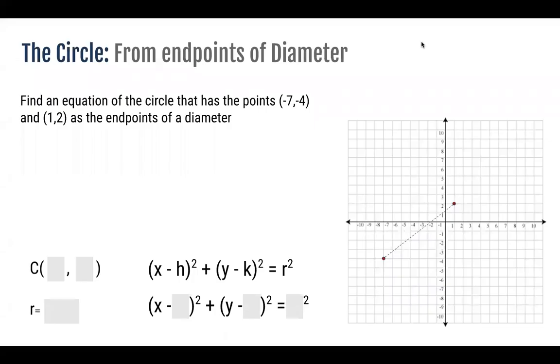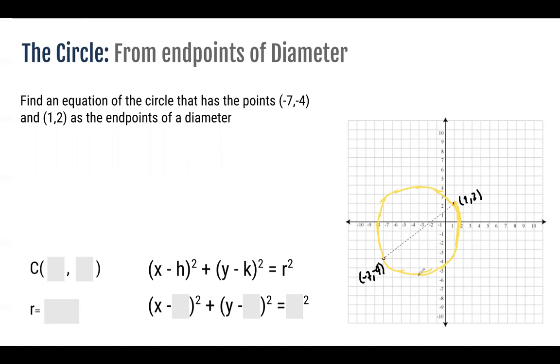On this one, we are told that we have the endpoints of the diameter. So the diameter is a chord that goes from side to side of the circle. Just to give us an idea, it is not a perfect sketch, but it means that there's a circle out there. So this point right here, 1, 2, and this point right here, -7, -4, are the endpoints of the diameter.